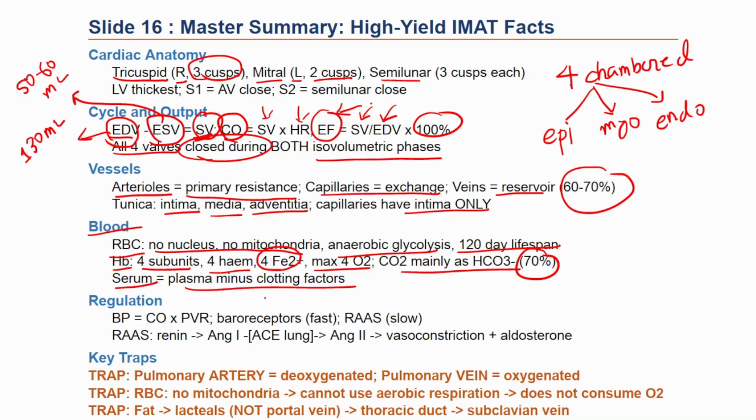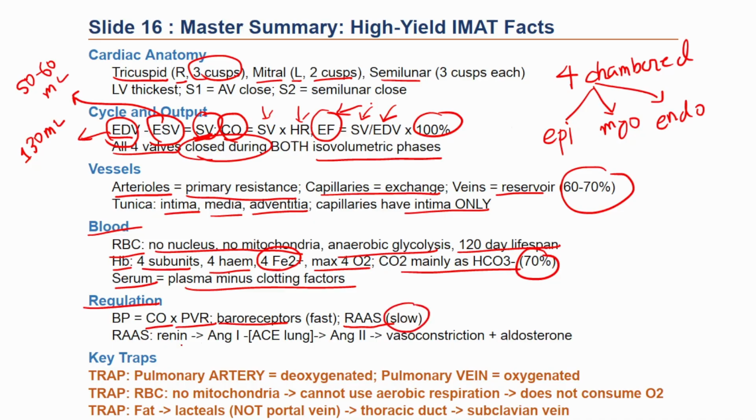Now let's look at how the body regulates blood pressure. The fundamental equation to memorize is that blood pressure equals cardiac output multiplied by peripheral vascular resistance. The body uses two main systems to keep these in balance. First, baroreceptors provide fast neural response to immediate pressure changes. Second, the Renin-Angiotensin-Aldosterone system, or RAAS, provides slow hormonal response.